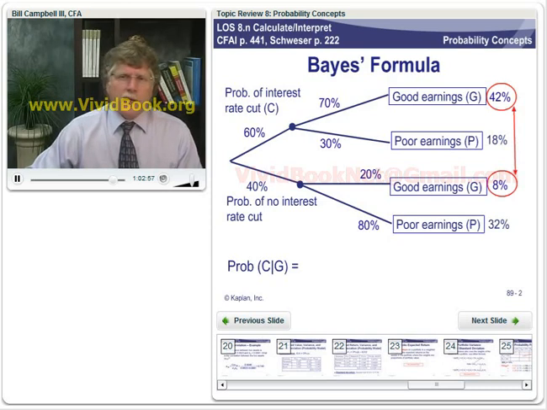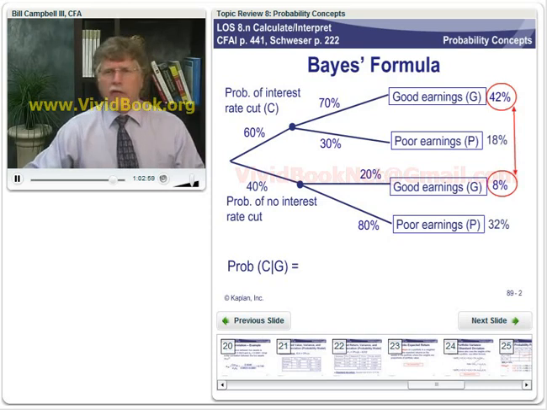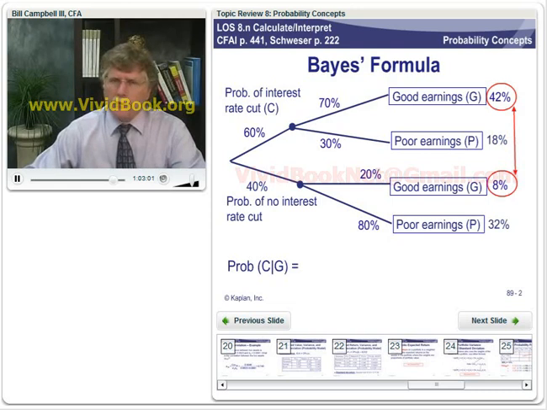Suppose somebody asked you, what's the probability of good earnings? Well, you simply go to the end of the tree and you circle all the probabilities that go with good earnings. There are 2 of them. We could have good earnings and an interest rate cut, good earnings and no interest rate cut. Does this sound familiar? Yes, this is just dividing up the probability of A into A and B and A and not B. We saw this a few slides ago. Exactly the same kind of calculation.